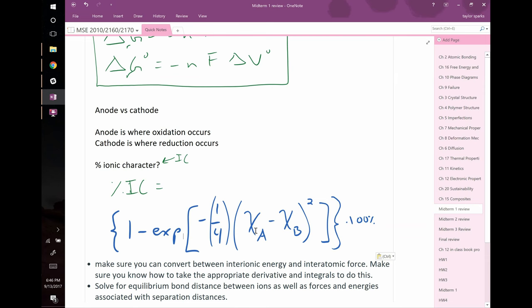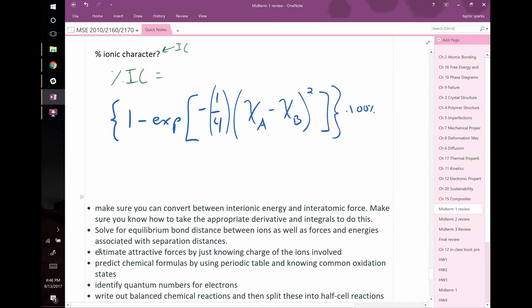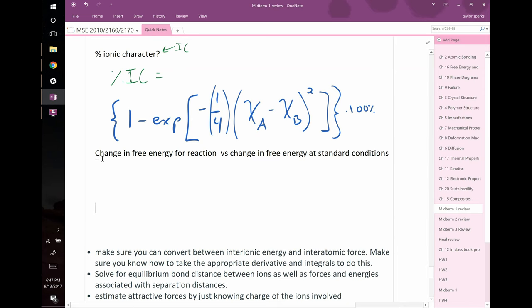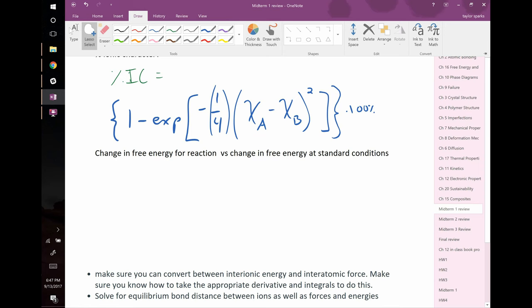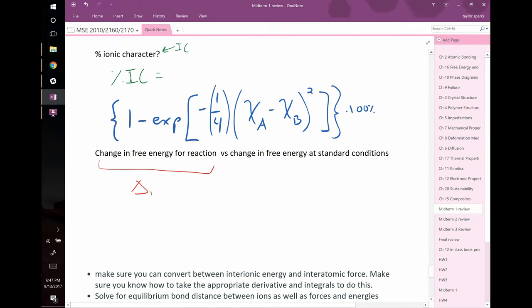Yeah, Arthur? What's the equation of delta G in regard to delta G ionic? It's close to the same with delta V, but isn't there like a difference? Yeah, let's write both. Change in free energy for reaction versus change in free energy at standard conditions. That's really what it is. So this thing, the change in free energy for reaction, that's delta RG, meaning there's a reaction as it's written, right? But this change in free energy under standard conditions, that's delta RG naught. Delta RG naught can be calculated from the free energies of formation. Free energy of formation, that is delta GF naught.